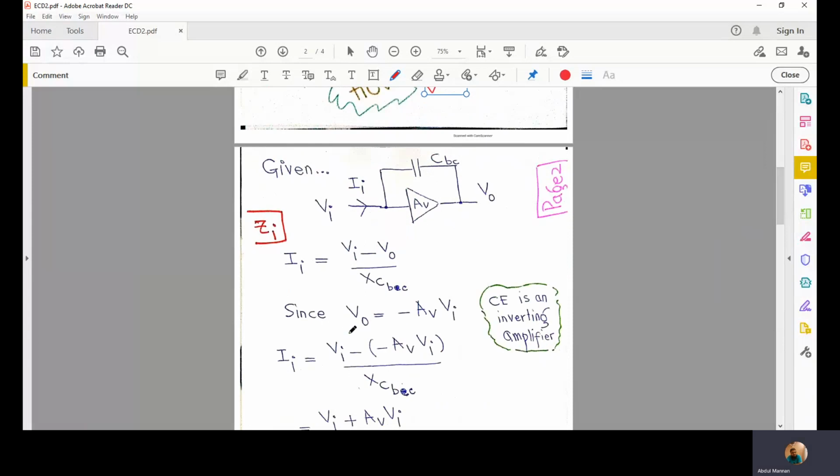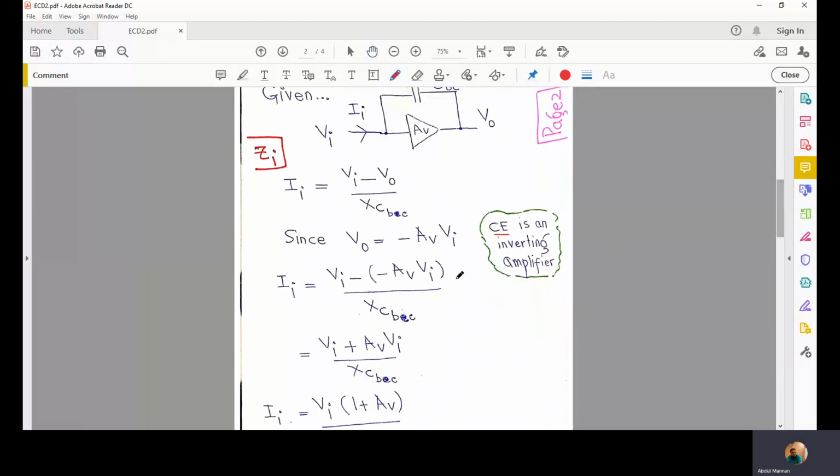And we also know that the output voltage is minus AV times VI. The output voltage is the input voltage times the voltage gain, and there is a negative sign because this is CE, common emitter. The common emitter amplifier is an inverting amplifier, so the output is always inverted, or 180 degrees out of phase compared to the input. Therefore, I put a negative sign here.